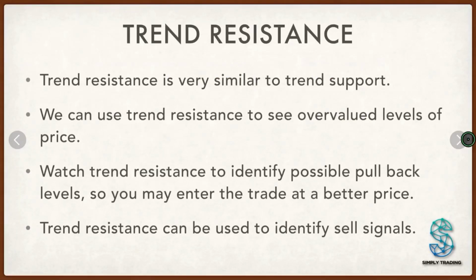Okay, now just like trend support, we have trend resistance. They're very, very similar. We can use trend resistance to see overvalued levels in the price. That's a very important statement there. Write it down, put it in your notes, and remember it. Watch trend resistance to identify possible pullback levels so you may better enter the trade at a better price. Okay? Trend resistance can be used to identify sell signals.